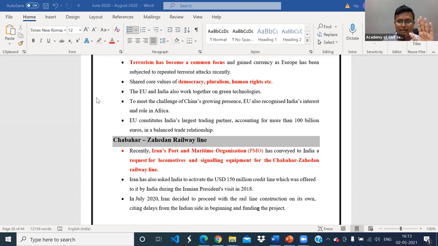Then uranium, we have to import uranium. The naturally available uranium mining in India is very limited. We have to depend on imported uranium. Central Asia, especially Kazakhstan, is a good source of uranium.